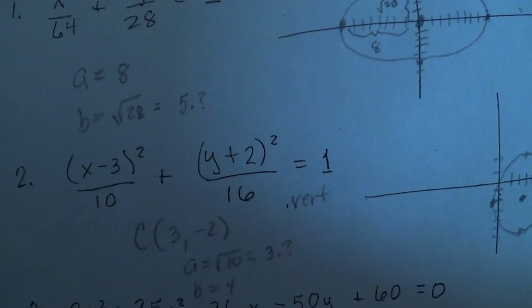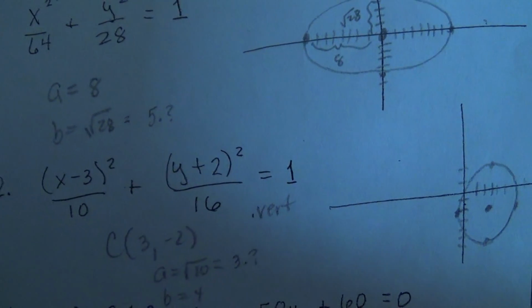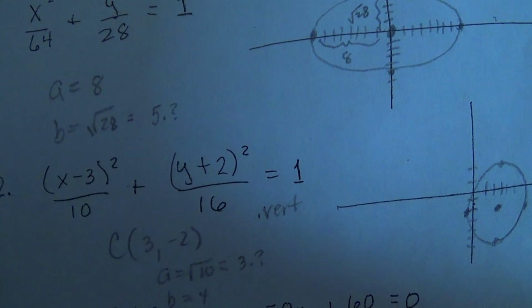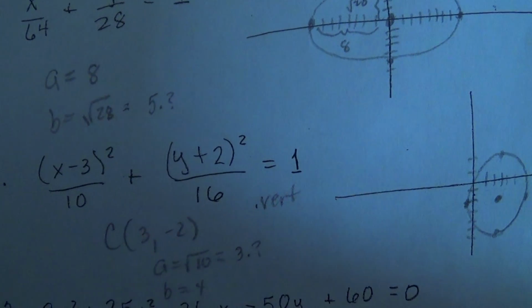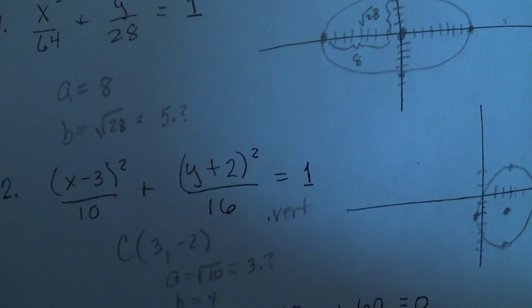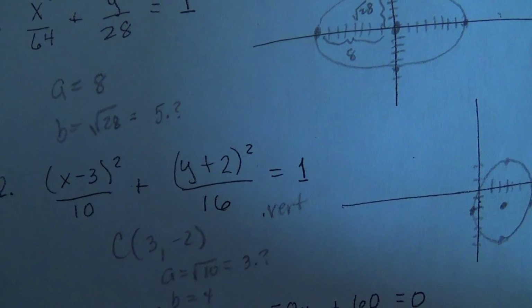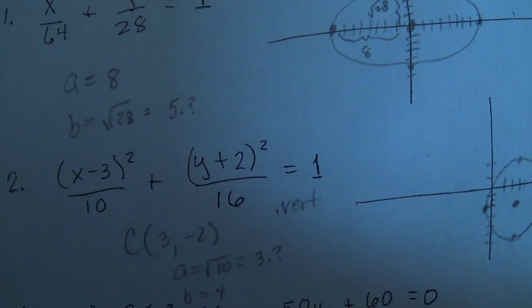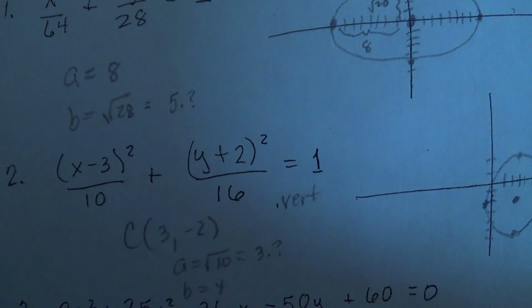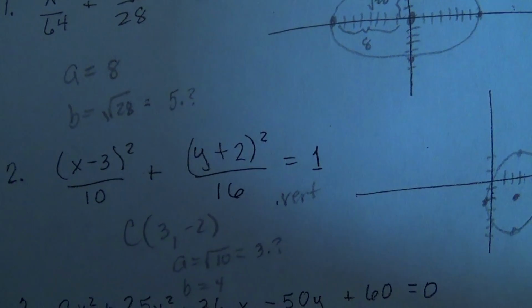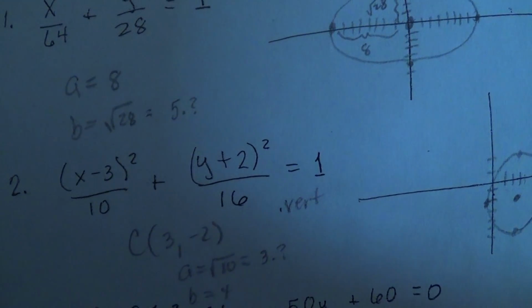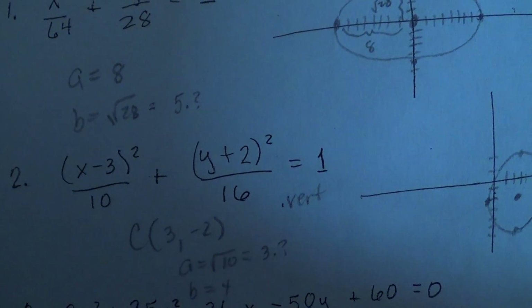Alrighty, let's look at the next one. It's also an ellipse. Where is the center? 3, -2. From that center at 3, -2, you go up and down. First of all, is it vertical or horizontal? It's vertical. Why did I write vertical? Because the larger number is under the Y, right. So that means it's vertical.